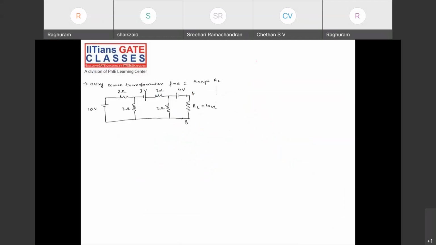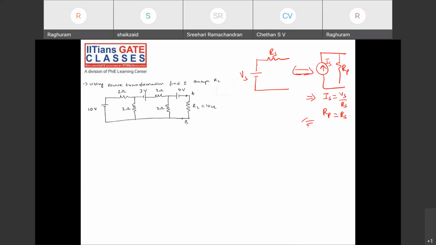Again, for those who have missed it in the last class, if I have a voltage source Vs in series with a resistor Rs, it can be transformed into a current source in parallel with the resistance Rp. What will be the value of Is? Is is equal to Vs by Rs, and Rp is equal to Rs. The other way, from current source to voltage source, Vs is equal to Is into Rp, and Rs is equal to Rp.